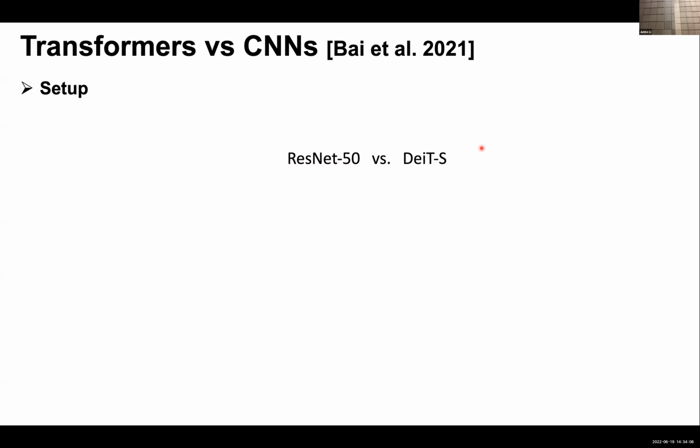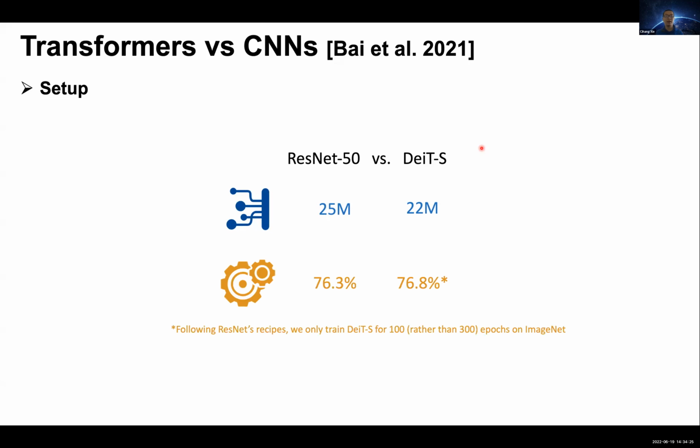The reason for choosing these two types of models is that, first, the number of parameters is about the same: ResNet-50 has 25 million, and DeiT-S has 22 million. Also, their performance on ImageNet is about the same: 76.3 for ResNet and 76.8 for DeiT-S. Note that this is somewhat different from what you see in the DeiT paper, because we follow the ResNet training recipe, which trains models for only 100 epochs, while the default DeiT trains for 300 epochs. The main reason is computation limitations. In the paper, we also include a small section as a sanity check on the 300-epoch version, and basically everything I'm going to state next still holds.